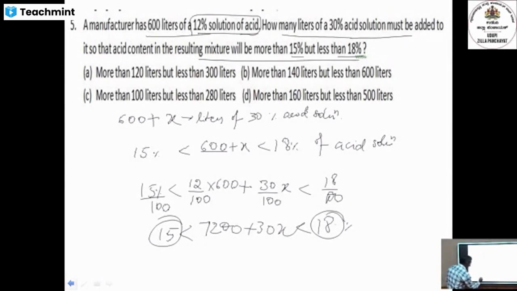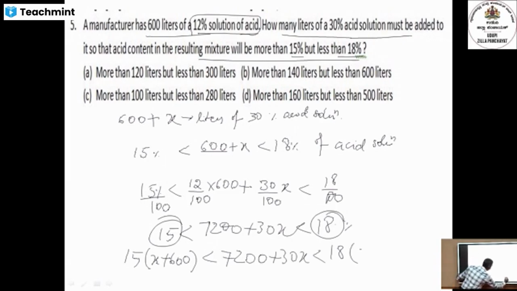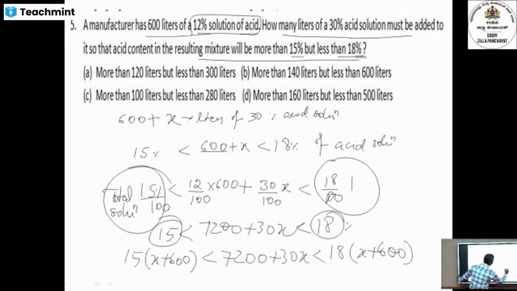Here it is actually 15% of the total solution. So x plus 600 less than 7,200, 18 times x, 600. Because it is 15% of the total solution, you have to consider the total solution. Here it is 18% of the total solution. Total solution is 600 plus x.